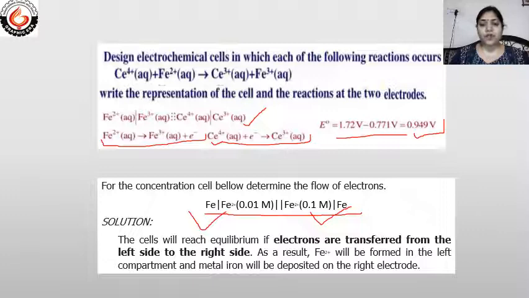So here it is clear that the electrons move from left to right, and always, if an electrochemical cell representation is given, the electrons move from the left side to the right side, because the left side is the anodic chamber and the right side is the cathodic chamber, and electrons always move from anode to cathode.